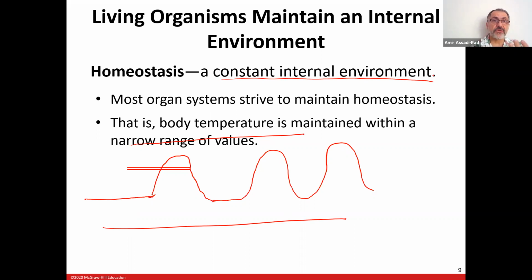On a cold day, your body temperature is a little bit lower, and on a hot day, your body temperature is a little bit higher. But if your body temperature goes way up here, then you have a fever. If it goes way down here, then you're hypothermic. So the internal environment of our body has to be constant. If it is not constant, Houston, we got a problem.